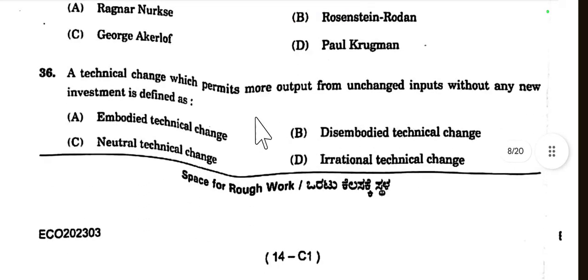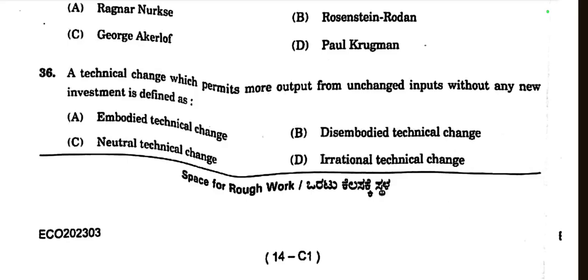Then question number 36: a technical change which permits more output from unchanged input without any new investment is defined as embodied technical change, disembodied technical change, neutral technical change, or irrational technical change.